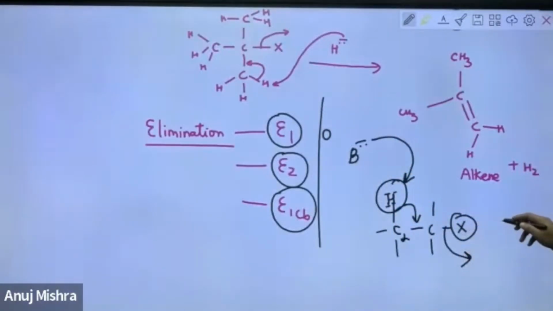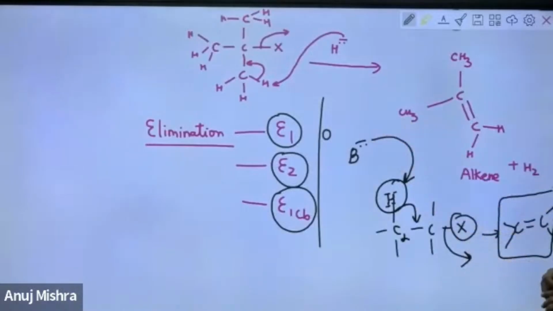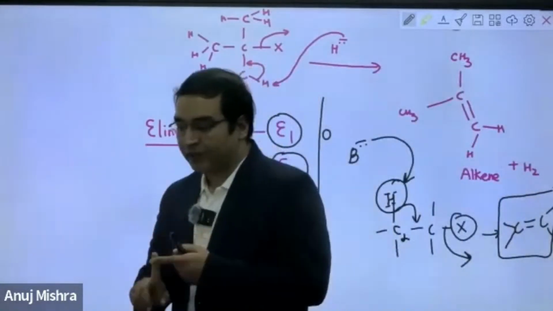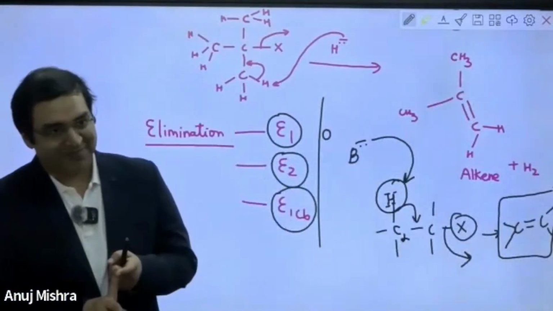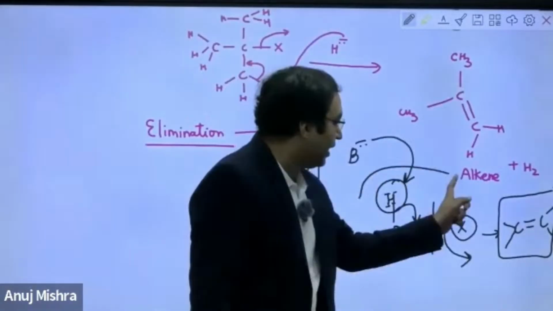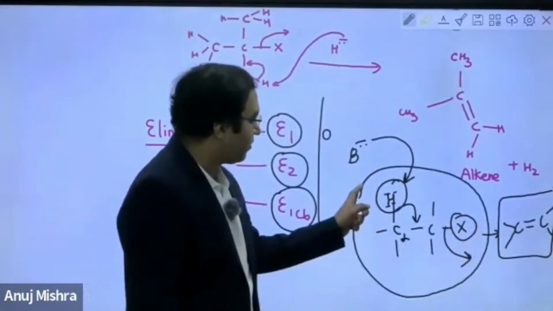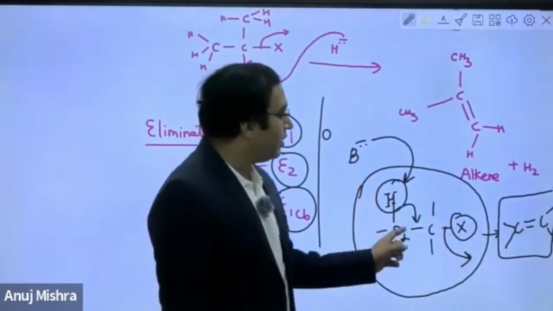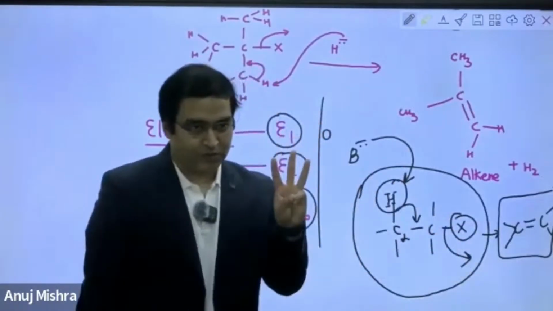What is the benefit out of it? What are we going to get out of it? This kind of compound, which has a double bond. So this process is elimination. What are 3 major components of this process? One component is base. Second component is this particular alkyl halide. And the third is X, which is leaving. 3 parts of this, right?